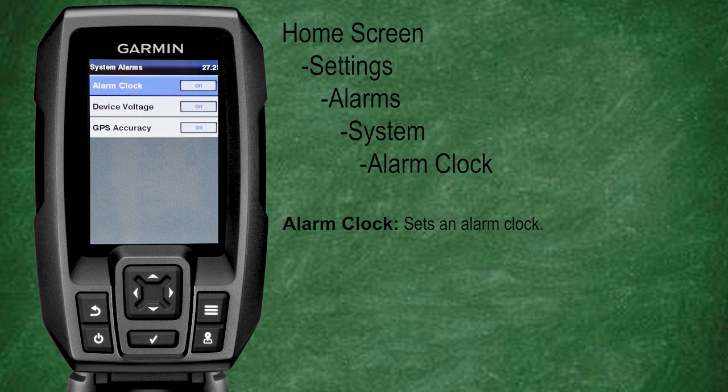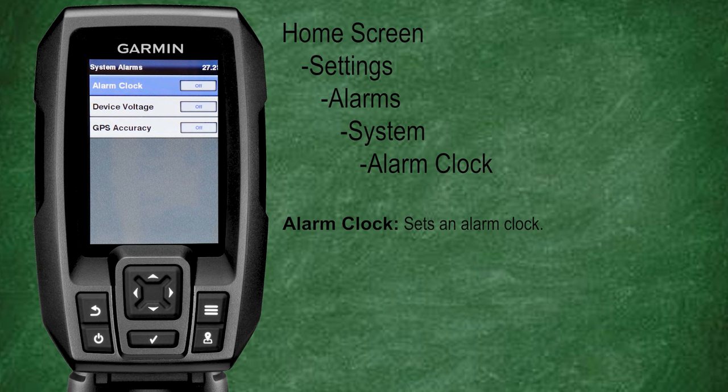You can sort by name, sort by distance, sort by symbol, filter by symbol, or search. Let's select Sort by Name. As you can see now, all our waypoints are sorted in alphabetical order. Now let's go back and select Sort by Distance. Now all our waypoints are sorted by their distance from our current location. Now let's go back and sort by symbol. As you can see, all of our waypoints are now grouped by their chosen symbol.